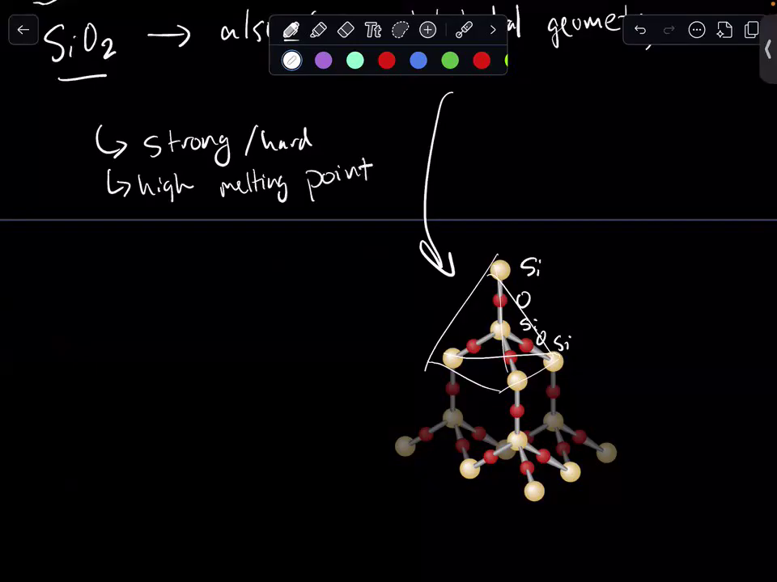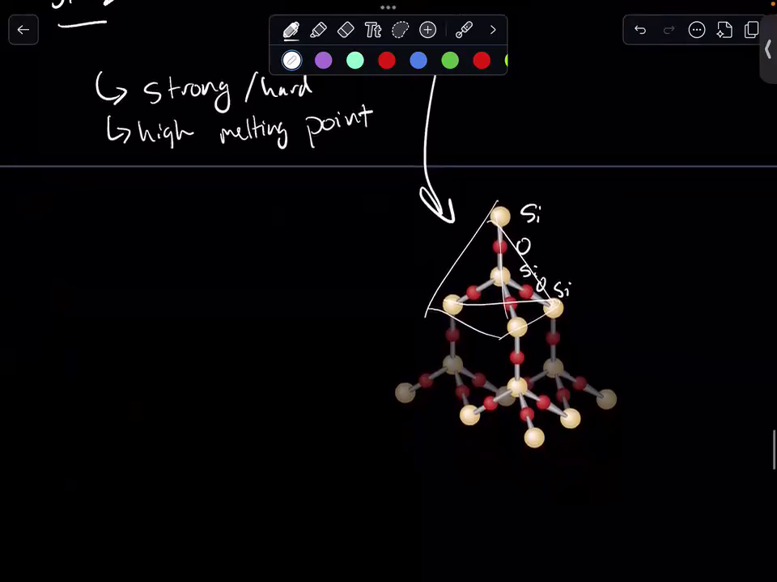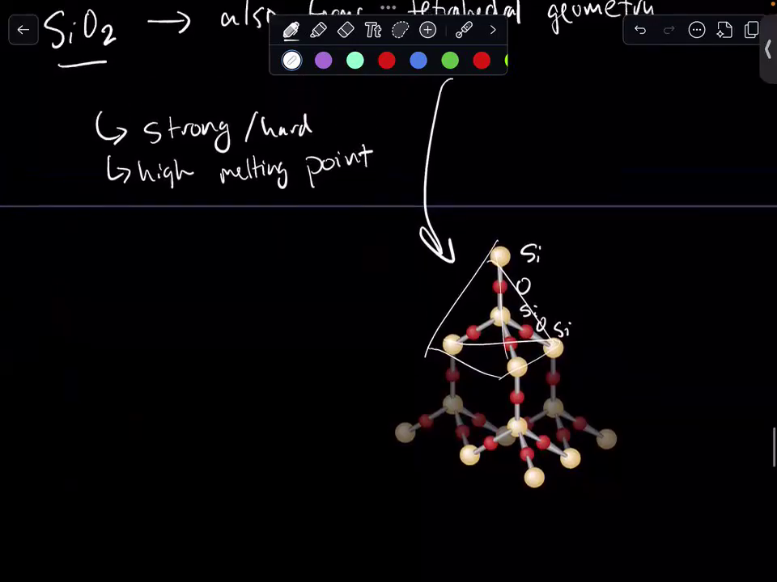So the tetrahedral structure we see in these covalent networks does give a lot of strength and a very high melting point, and it's quite common in anything that can form these four bonds. So I hope this helps you with covalent network structures, and have a great day.